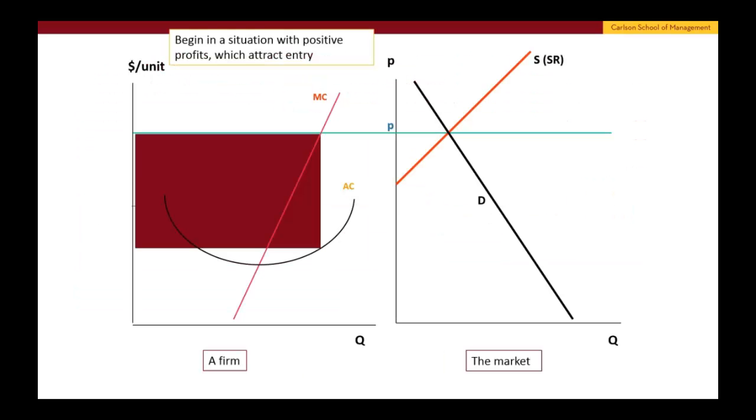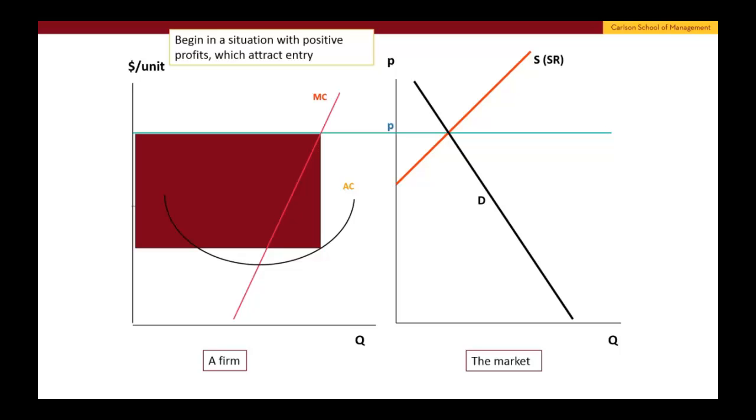Let's illustrate how this works. Let's start in a situation where there are positive profits, which are going to attract entry. So what this picture shows on the left-hand side is a firm. You see the marginal cost curve coming up through the minimum of average cost, and you see this price, or the firm's demand curve, that's pretty high. You see the firm choosing the profit maximizing quantity of output, which is where marginal cost crosses that green marginal revenue or demand curve. And that big maroon rectangle is the firm's profit.